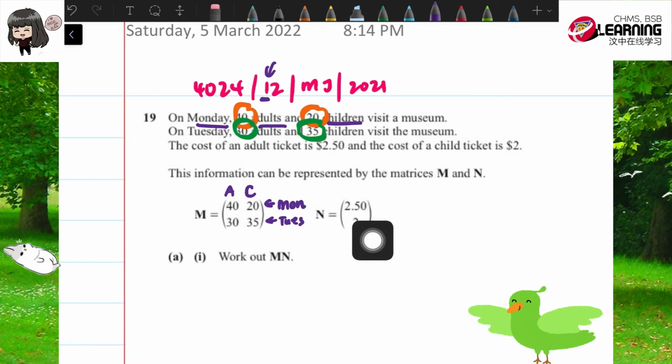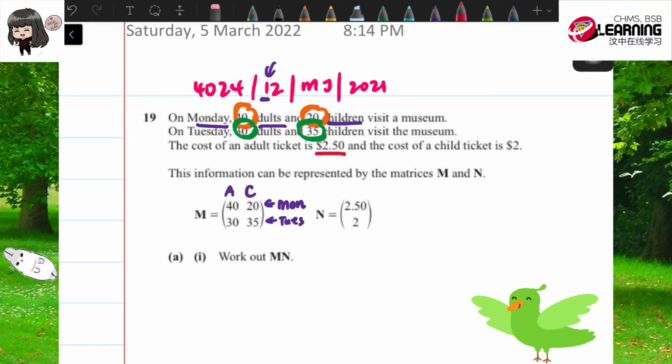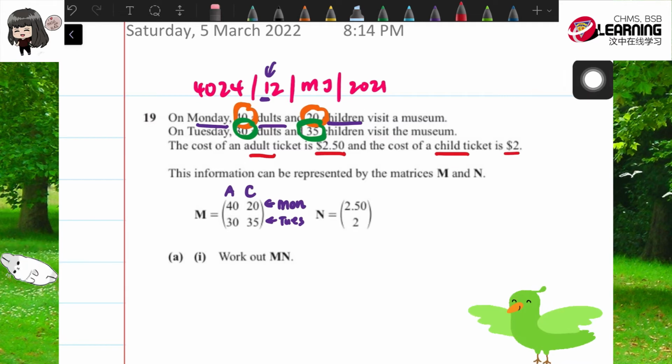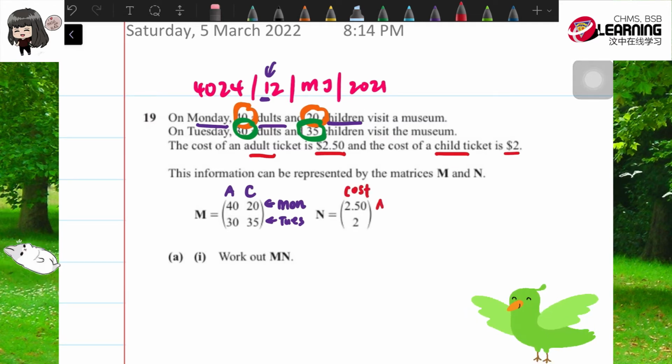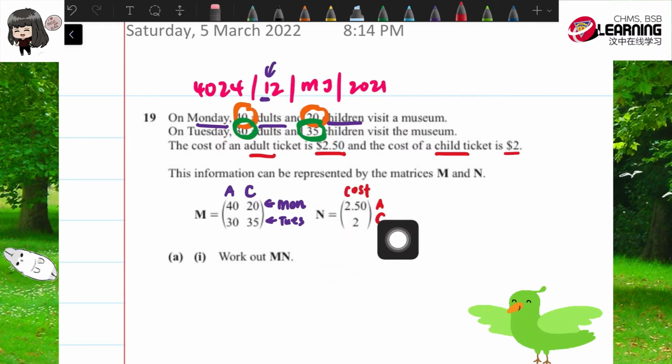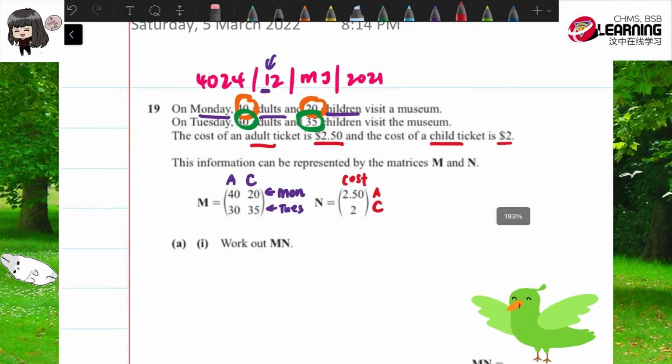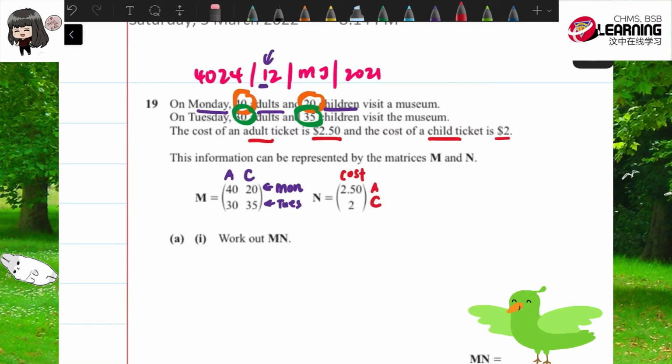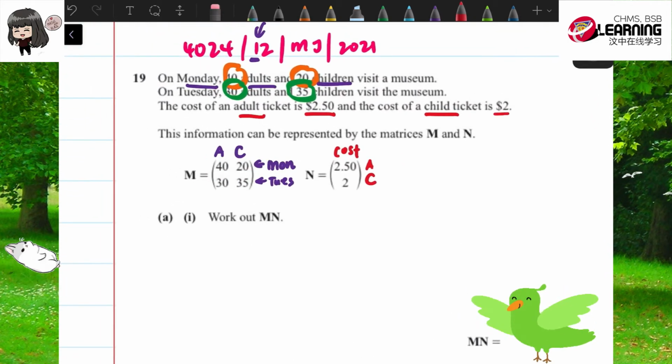As for this one, the $2 comes from here: $2.50 adult ticket, and child ticket is $2. So you can see $2.50 and $2 here, which is cost, and this one represents adult and child. Cost for adult $2.50, cost for child $2. You have to understand the matrix here first, because we're going to answer the question for part 2 later. Let's look at part 1 first.